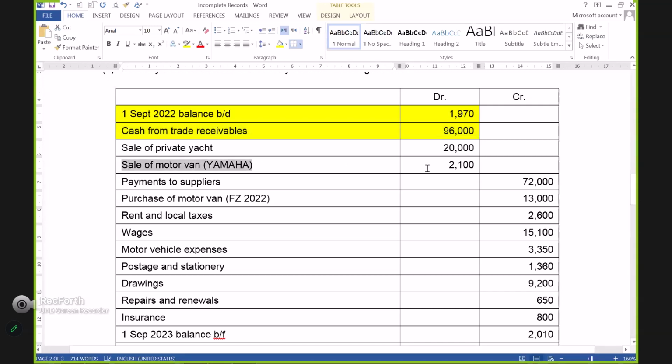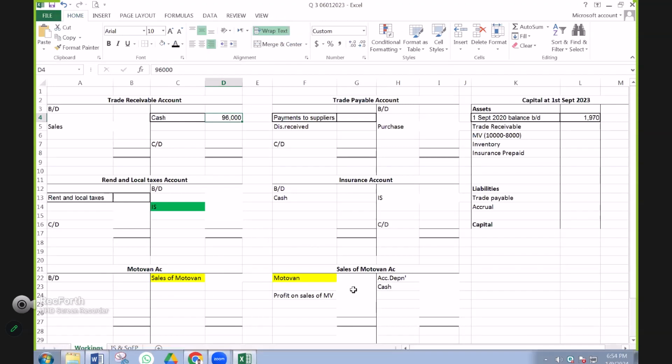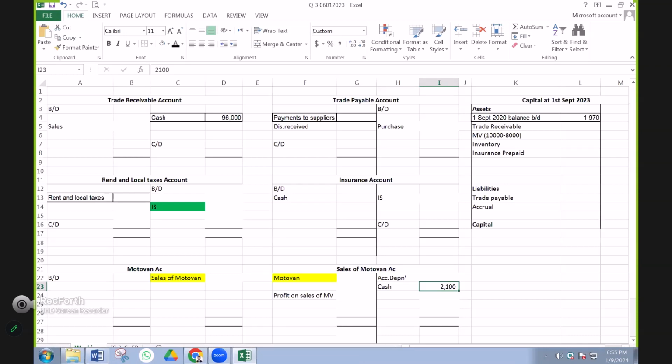What about the sales of motor van? Sales of motor van means they have sold the motor van. So cash account, bank account, debit. Sales of motor van account, credit. Therefore, the sales of motor van, cash, credit, 2,100.